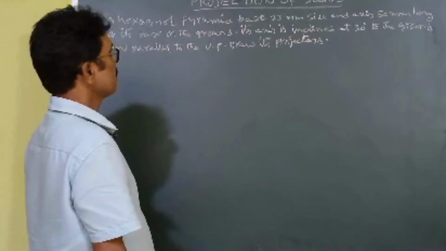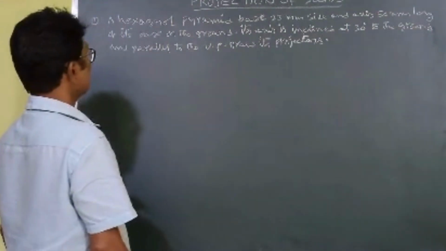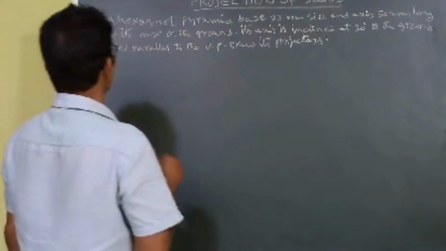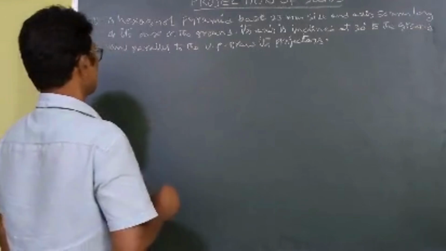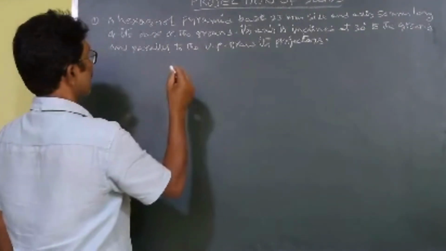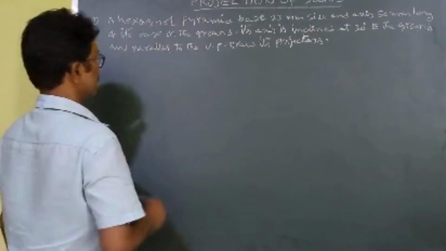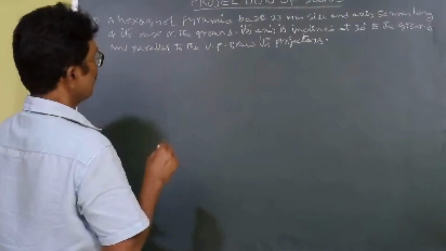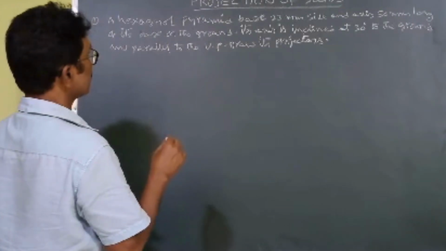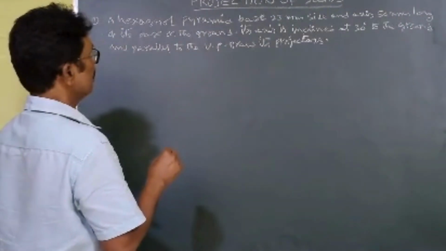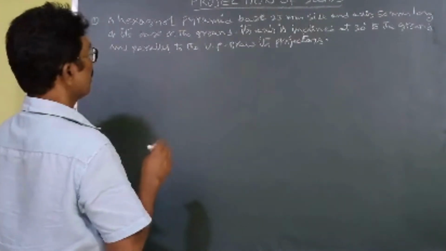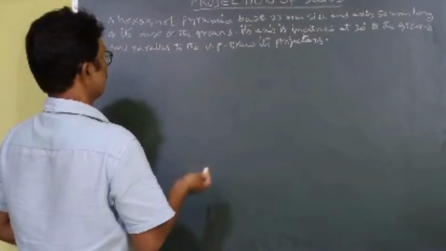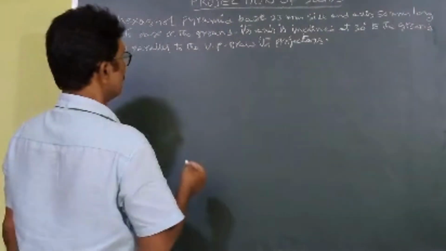side and axis 50 mm long, with its base on the ground. Its axis is inclined at 30 degrees to the ground and parallel to the VP. Draw its projections. One thing we have to understand here: ground means HP. On the ground means on the HP. The base is on the HP and its axis is inclined 30 degrees to the HP. Obviously, if it is inclined to HP, it is parallel to VP. In that position, we are asked to draw the projections.